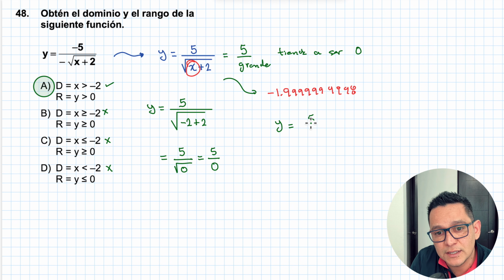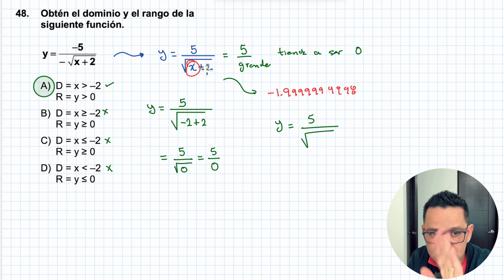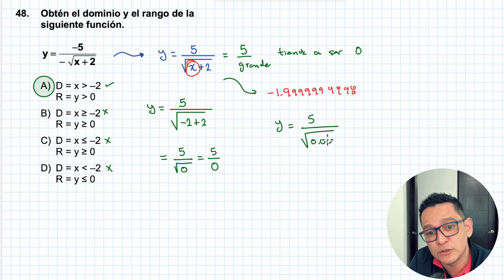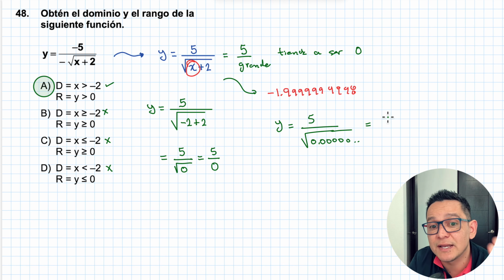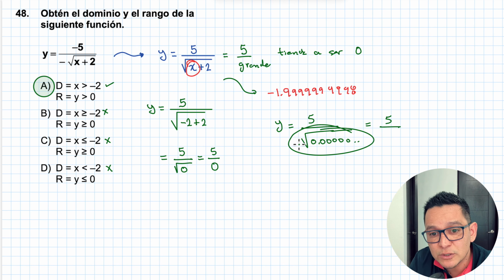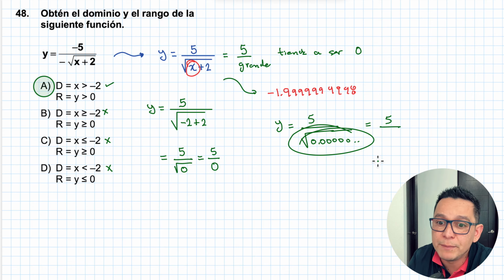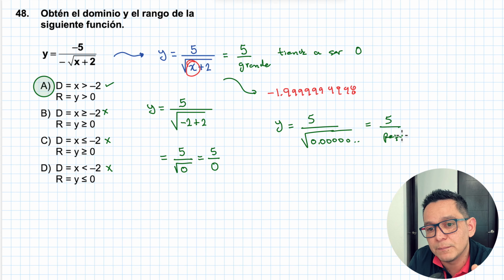And that's equal to 5 over the square root of what? Well, of -1.9999, and so on plus 2. What's that going to be? Well, it's going to be 0.000 and so on, right? And well, in the end, there's going to be a 1 somewhere, right? So here I would have 5 over this right here, which is going to be a very small number. So here I'm going to write 5 over small.